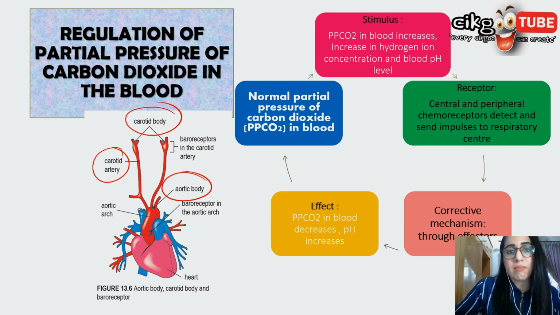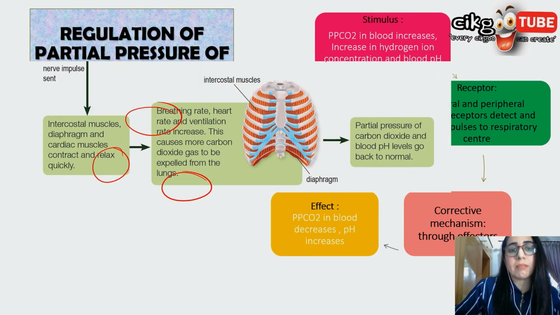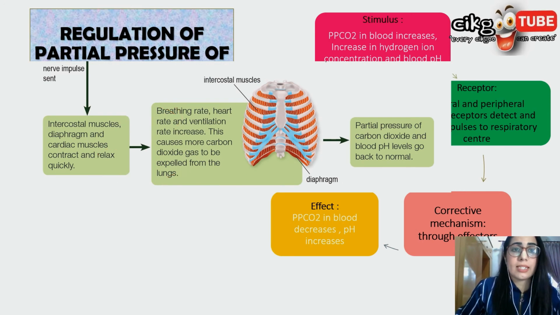So the corrective mechanism: if the partial pressure of carbon dioxide increases, the respiratory centers will send nerve impulses to the intercostal muscles and also the diaphragm muscles. Contraction and relaxation of the intercostal and diaphragm muscles become stronger and more frequent. So breathing rate and ventilation rate will also increase.